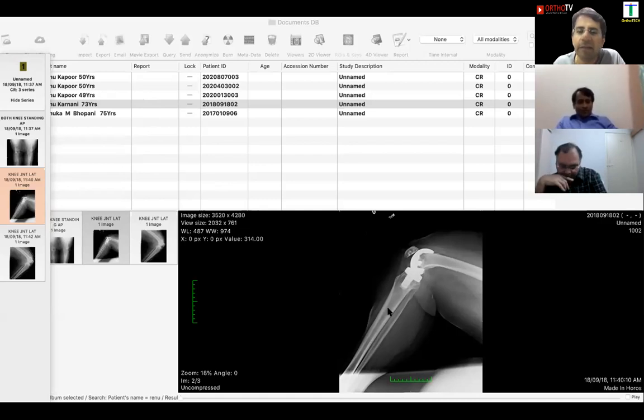What company is this? This is Max. Max, okay. PCL retaining or what? No, PCL substituting. Okay, pegs are there. Also, they are Zimmer. Yeah, this is Max, the Max imported one, not the Indian one. It was done many years back, I think 5 or 6 years back. So this is one.